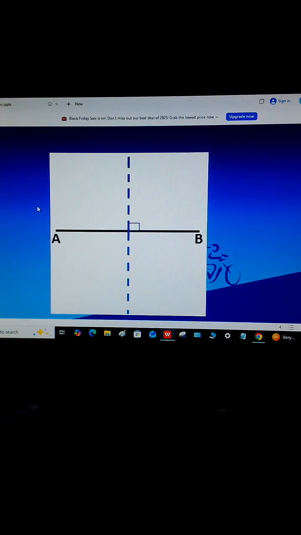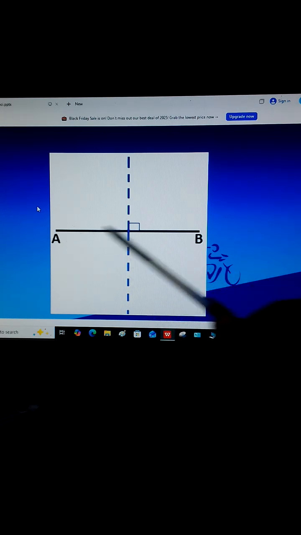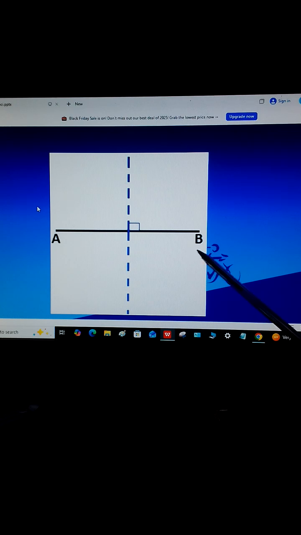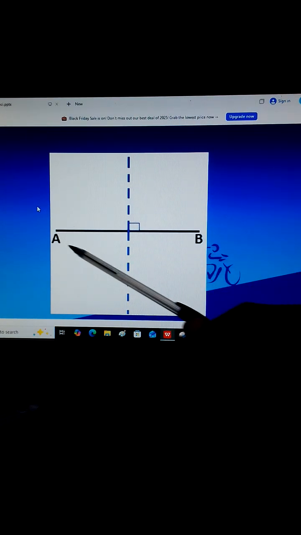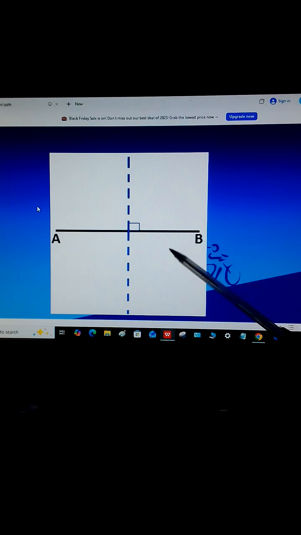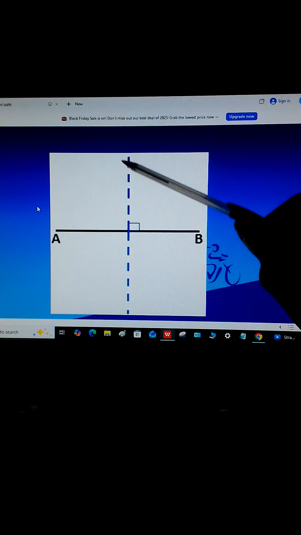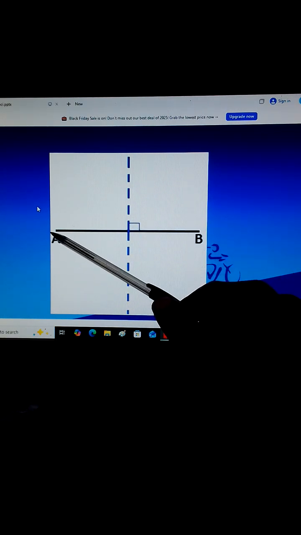The second case, the locus of points which are equidistant from two fixed points. We have two fixed points, A and B. So the locus of points which are equidistant from A and B is the perpendicular bisector of the line that joins A and B. So the points are going to be found along this line, the perpendicular bisector of line AB.